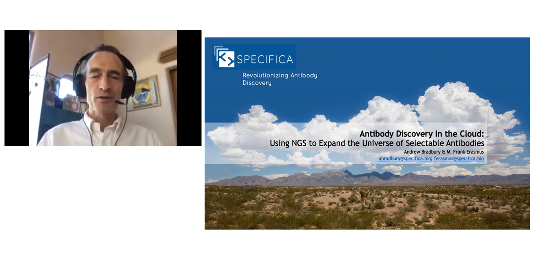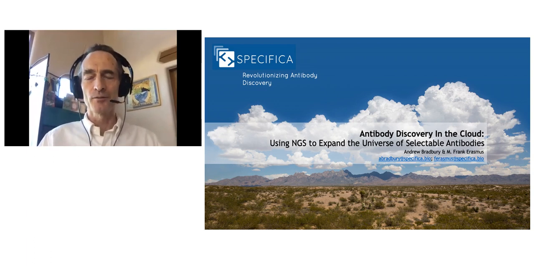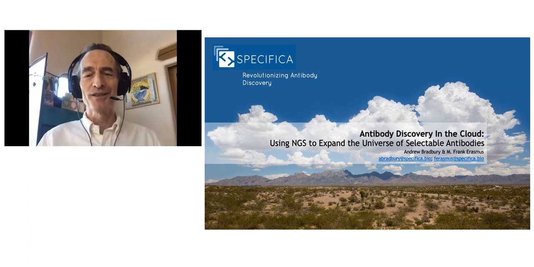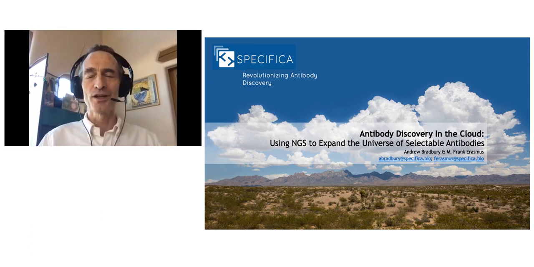So what we're going to be talking about today is a little bit on the background of our Generation 3 library, but the main focus of the talk is how we are using NGS, next-gen sequencing, to expand the universe of selectable antibodies. And what we'll be showing you is that by putting next-gen sequencing into your discovery platform, you really increase the number of antibodies significantly over just random picking, even if your random picking capabilities can go up to 10,000 or even more.